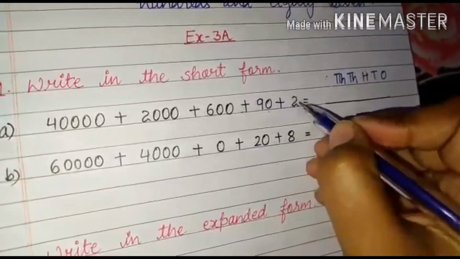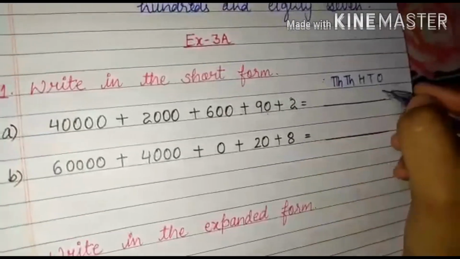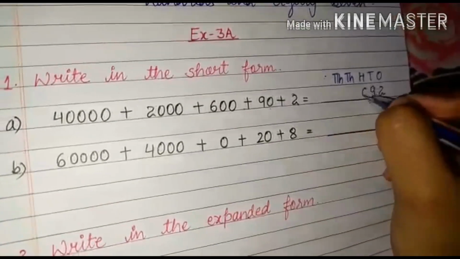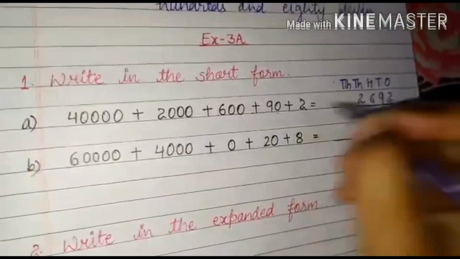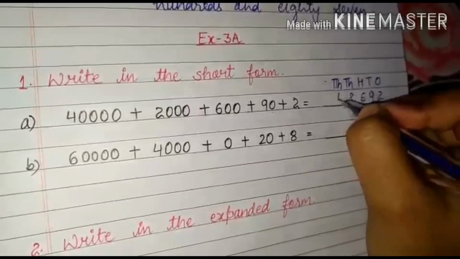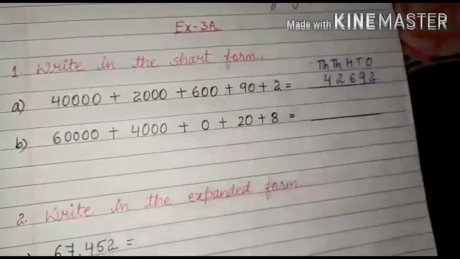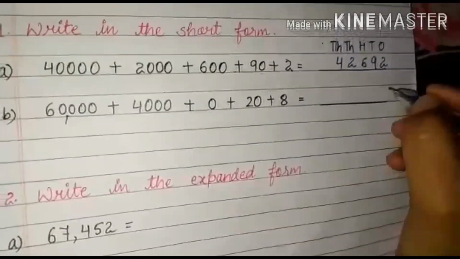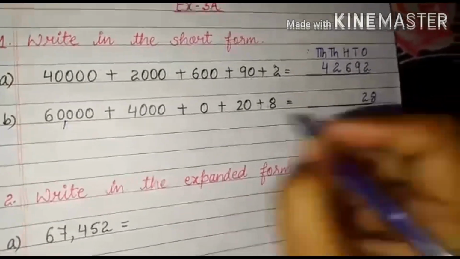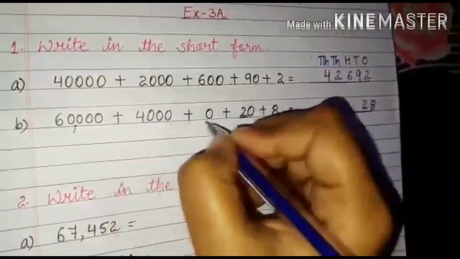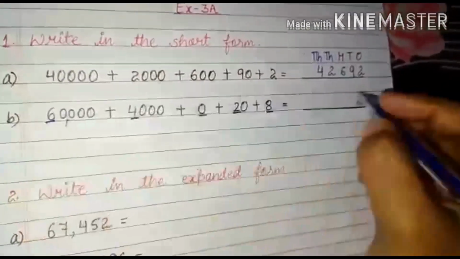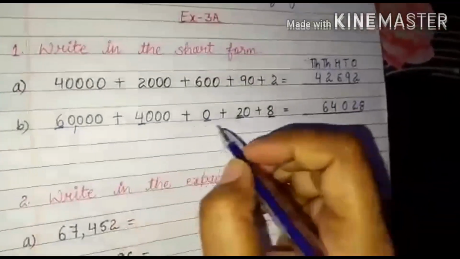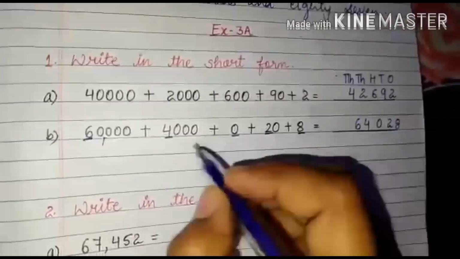So let's start with the least number, 2. So ones with 2, 90 goes with tens, 600 under 100, then 2000 below 1000, and 40,000 will be under 10,000, so it will be 4 here. So I hope it's good. Again 60,000, 4,000, so it goes in the same manner. 8, 2. We just have to take these digits with us, only the first digit of the number.